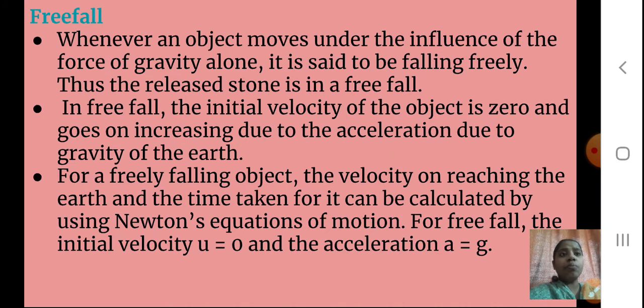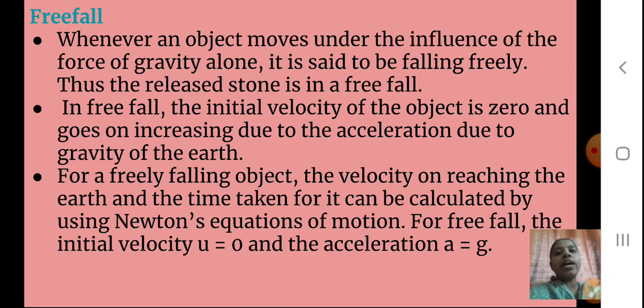Whenever an object moves under the influence of the force of gravity alone, only the object is under the influence of gravity, we say that it is freely falling. Thus the released stone is in free fall. If I release a stone from a height, what will it be? It will be only under the influence of gravity. You have studied this concept in 9th standard also.